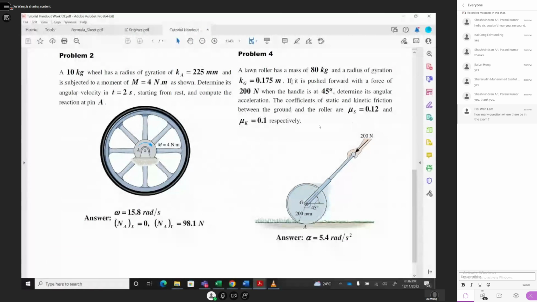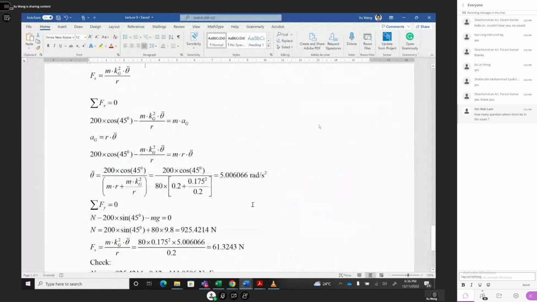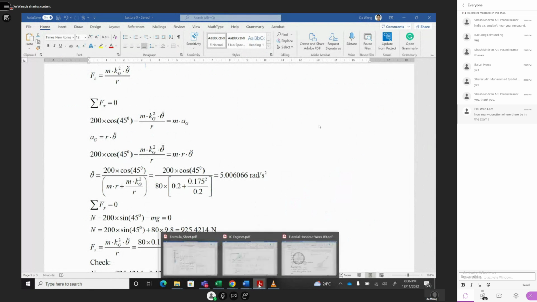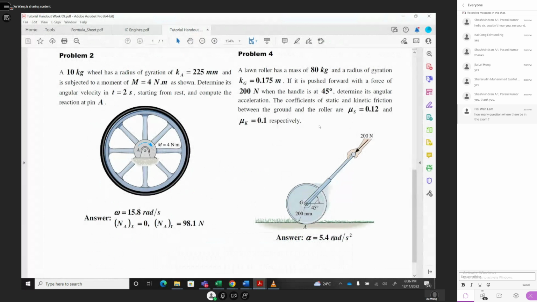So we get 0.175, that's why it's a little bit different, or 0.5, and he gets 5.4. A little bit of difference, right.